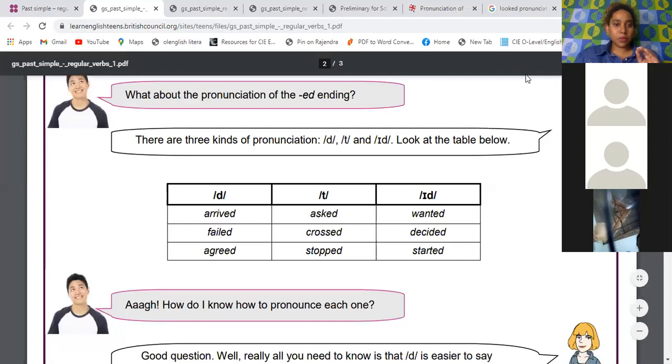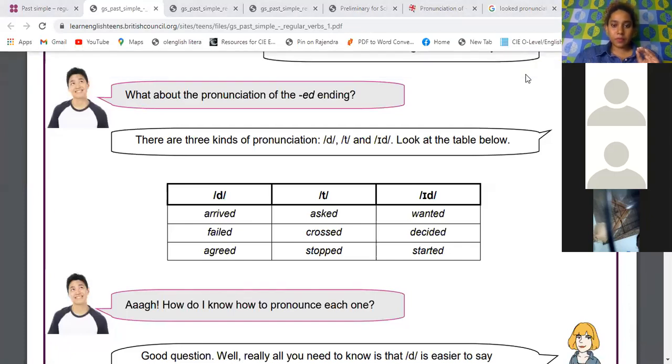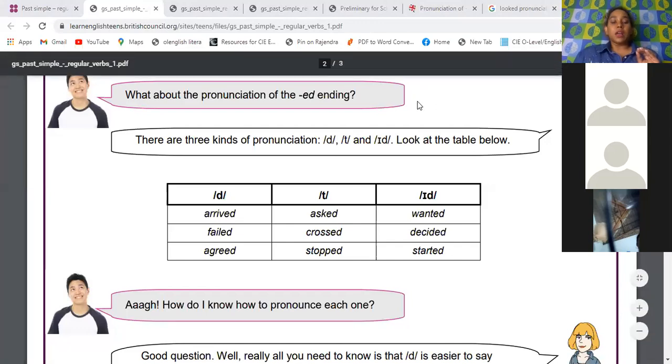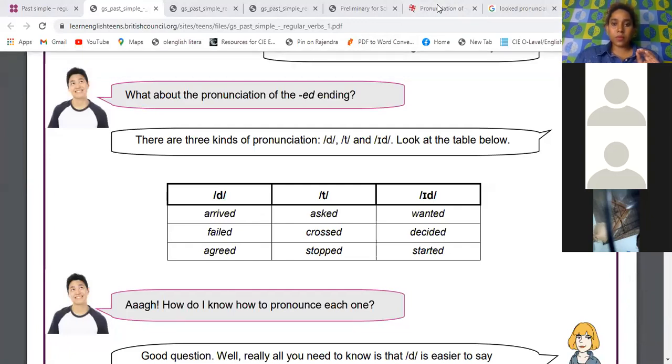Please keep the mics mute. Okay. All right, okay.